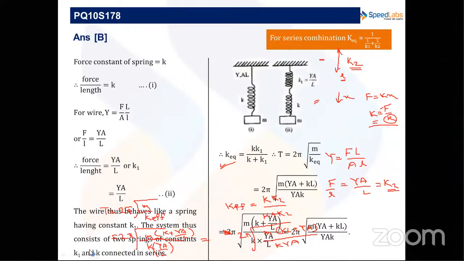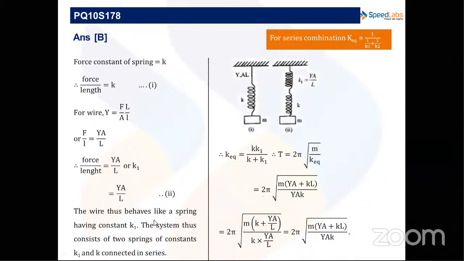I'm moving to next question. यहाँ पे अच्छे से explain किया हुआ है. Let me clear it first. Next question.